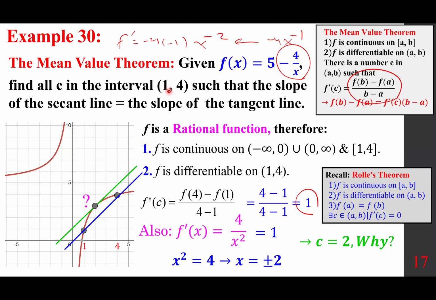And I'm going to remind you, according to Rolle's theorem, we have the first two conditions, and the last one, f of a equals f of b. And in that case, f prime becomes 0. In other words, Rolle's theorem is a special case of the mean value theorem.